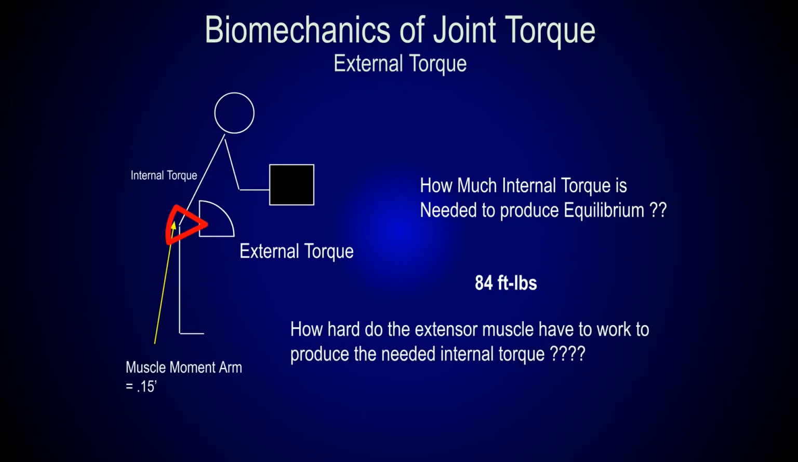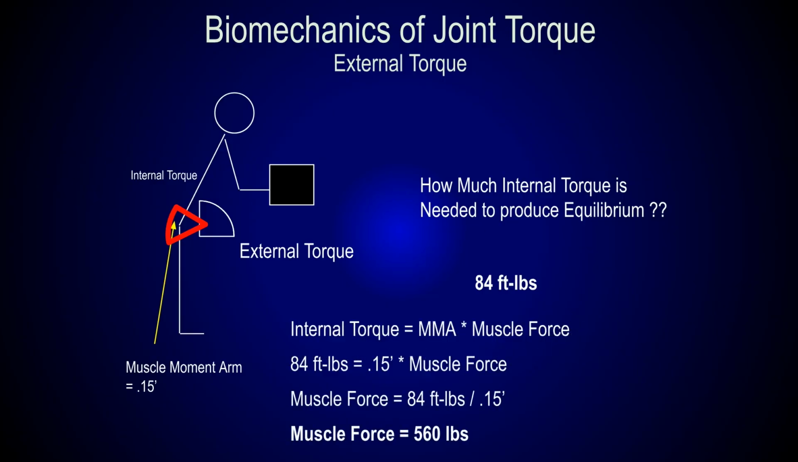To calculate the required muscle force, we use the internal torque formula. Internal torque equals muscle moment arm times muscle force. We need to determine the force needed from the extensor muscles. Given an internal torque of 84 foot-pounds and a muscle moment arm of 0.15 feet, the calculated muscle force is 560 pounds. This force is necessary for equilibrium.